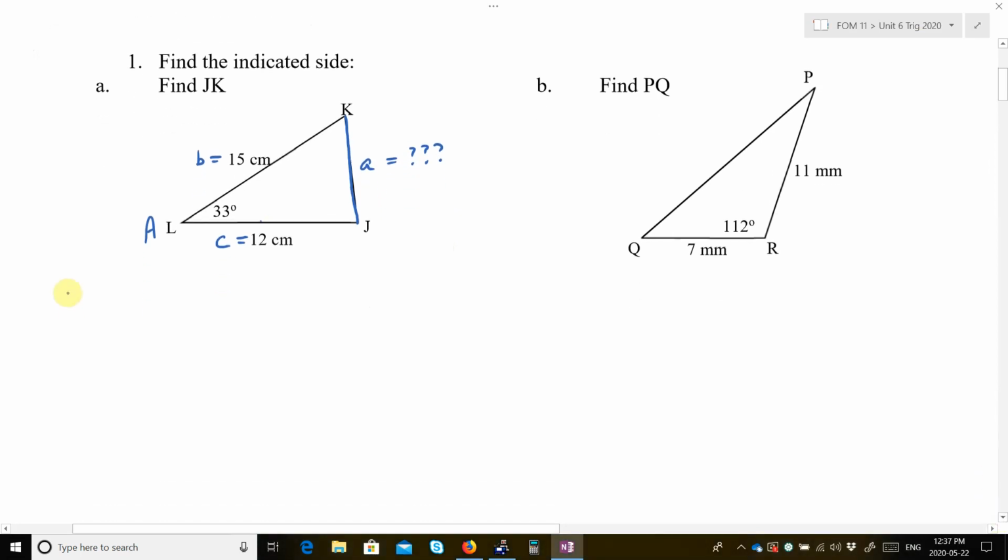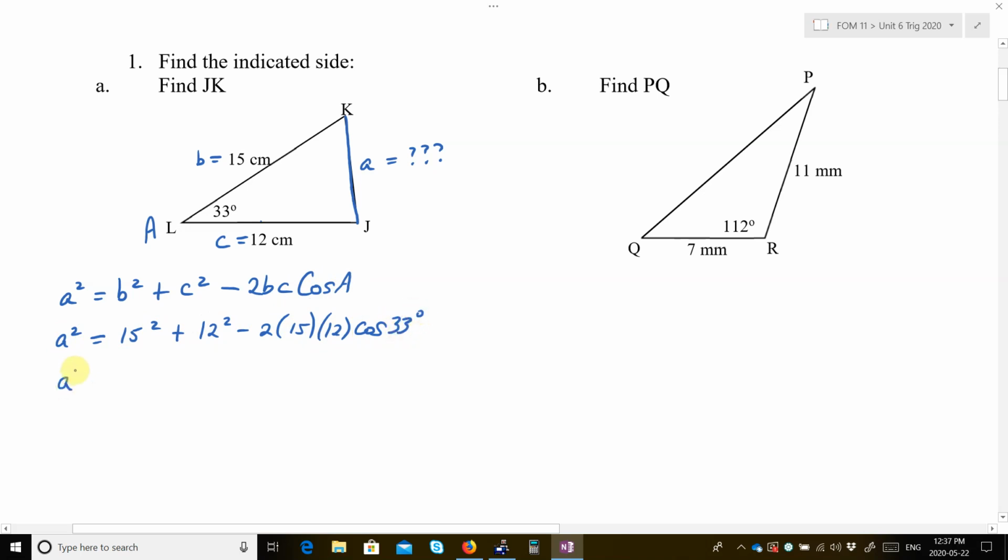The cosine law says this: a squared is equal to b squared plus c squared minus 2bc cos A. So for us, a squared will be equal to 15 squared plus 12 squared minus 2 times 15 times 12 cos 33 degrees.